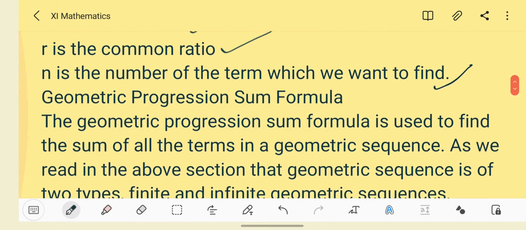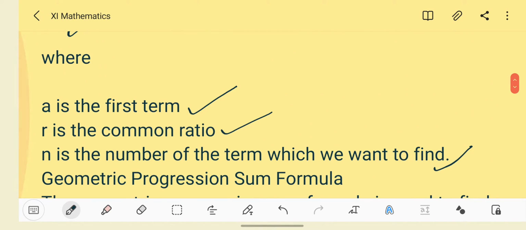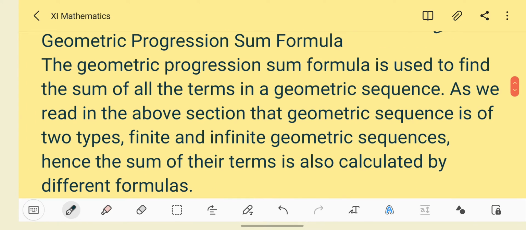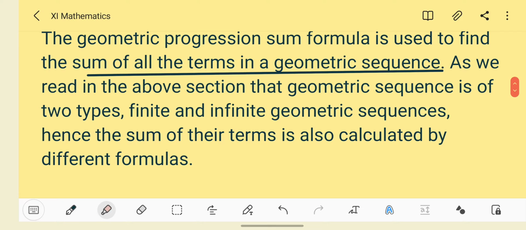For the sum, we need to convert the sequence into a series, and then we apply the formula of the sum. The geometric progression sum formula is used to find the sum of all the terms in the geometric sequence. As we read in the above section, the geometric sequence is of two types, that is finite and infinite geometric sequences. Hence the sum of their terms is also calculated by different formulas.